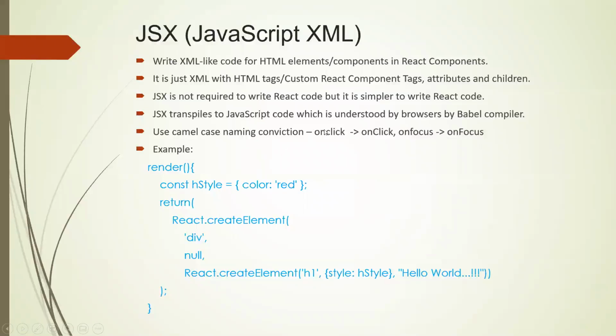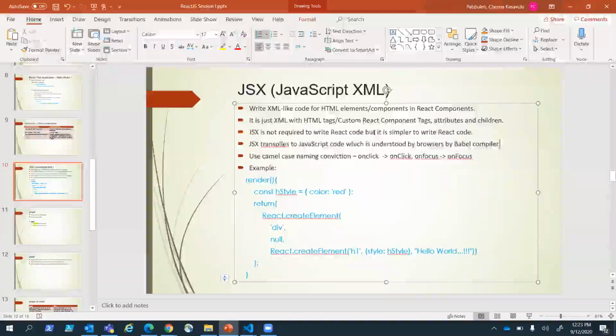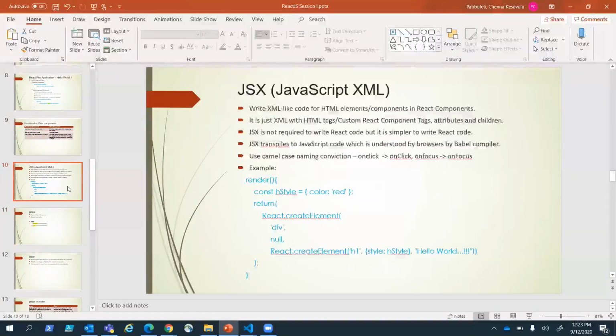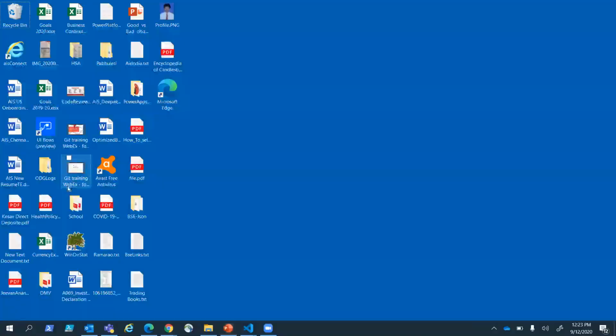And when it comes to event binding, we are going to see these things as well. When it comes to JavaScript, we are using all small case, but in JSX we are using camel casing. So we will look into those things in the coming topics. So this is how it is.